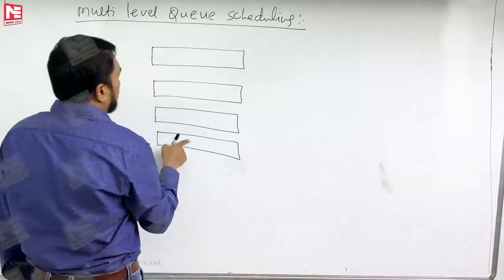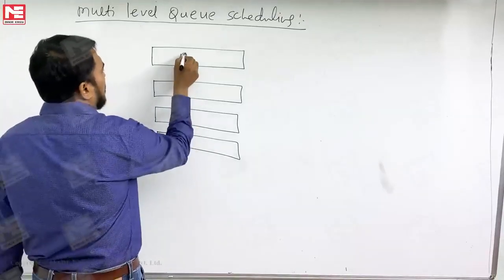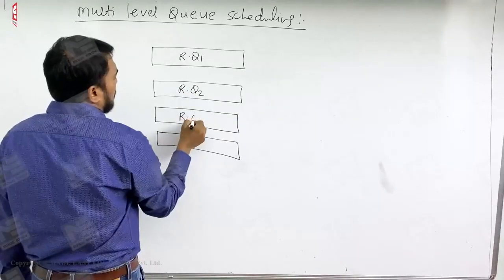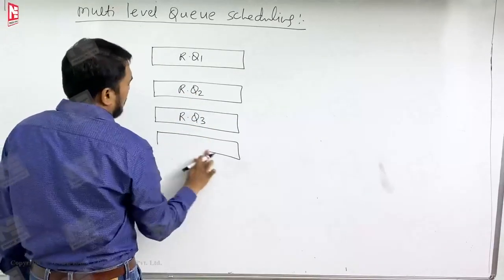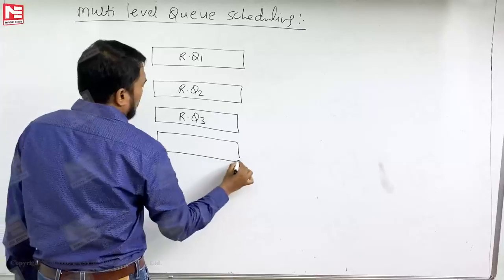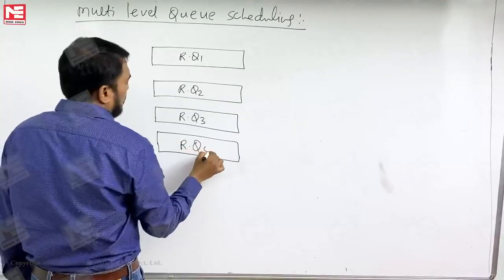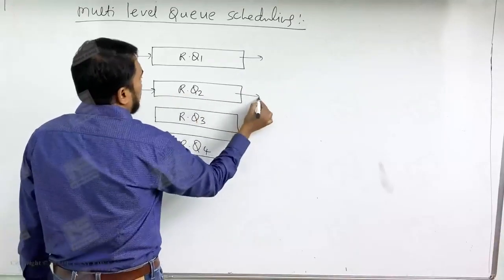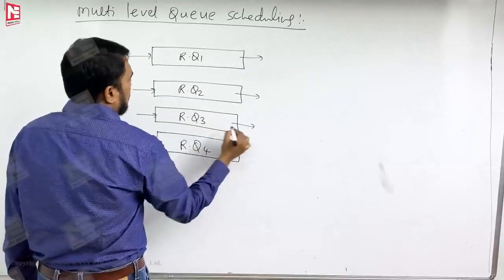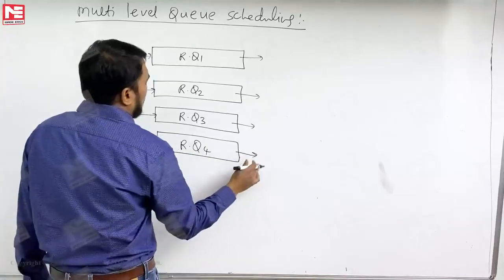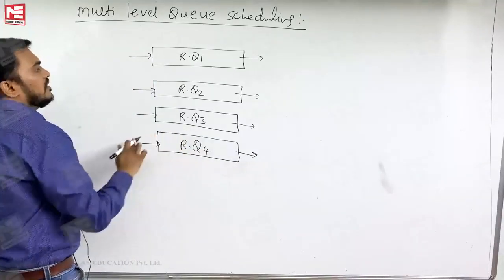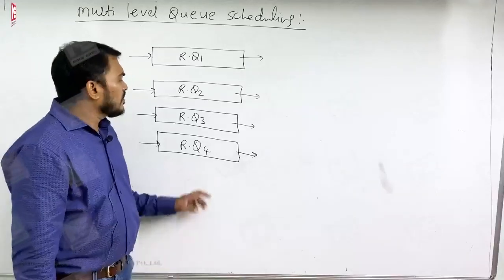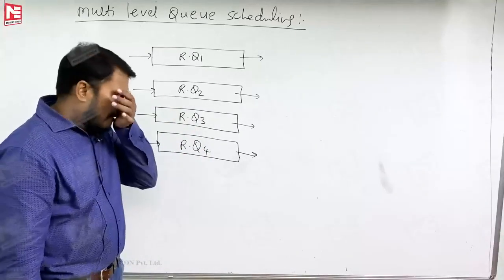Multi-level queue scheduling algorithm. We are going to have multiple ready queues. Let's say ready queue 1, ready queue 2, ready queue 3 and ready queue 4. Copy this. I will explain everything and I will give the proper notes. Just listen first. Okay, copy it properly. Ready queue is nothing but what? Ready states.